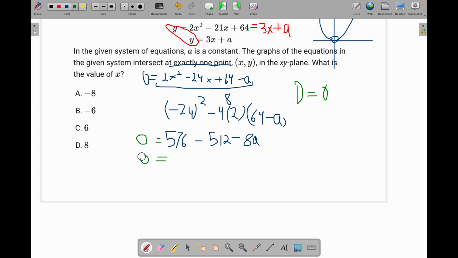It's going to be 64 minus 8a. We can move this 8a to the other side, and you're going to get 8a equals 64. Divide each side by 8. And when you divide each side by 8, you'll get a equals 8. That's going to be our answer.